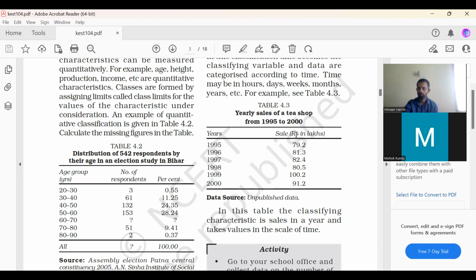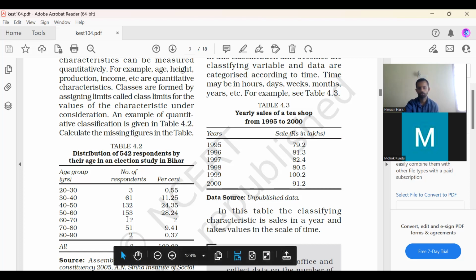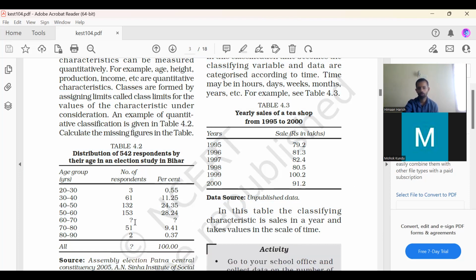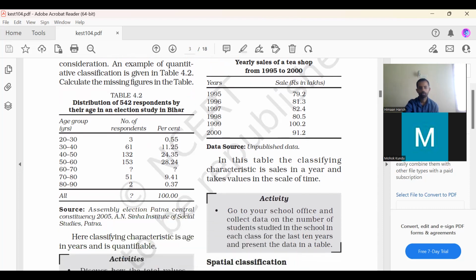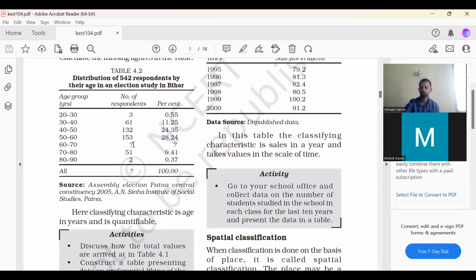So it is 25.83, the percentage of distribution of respondents in the age group of 60 to 70 is 25.83%, whereas how much would be the respondents? Maybe the total respondents would be more than 400. Are we able to find this answer as well for the number of respondents?